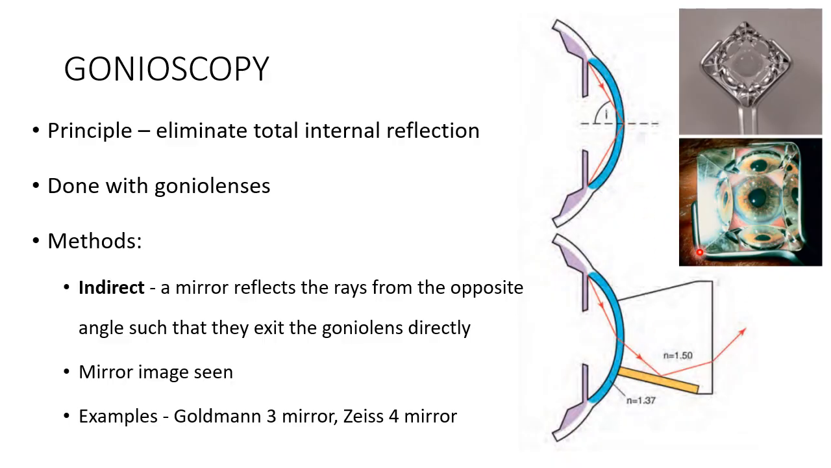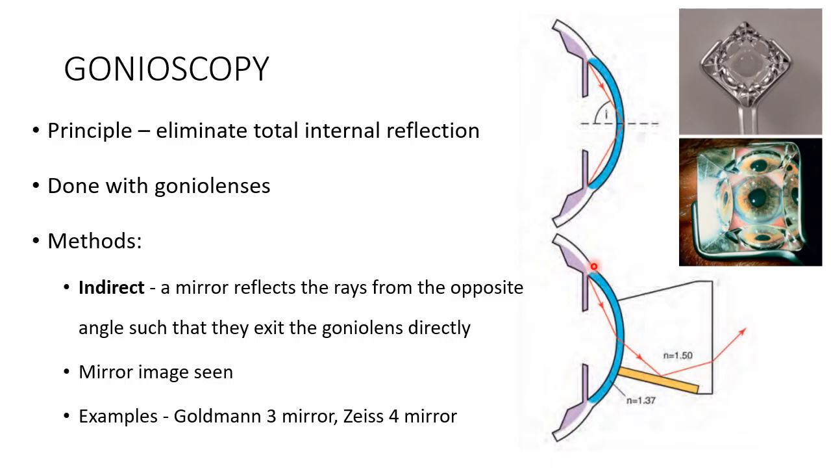How? You place a prism over it or a mirror over it, basically any contact lens, such that the tear film and air interface is eliminated and it becomes one continuous structure, such that light, instead of undergoing total internal reflection, undergoes refraction and reaches the observer's eye.